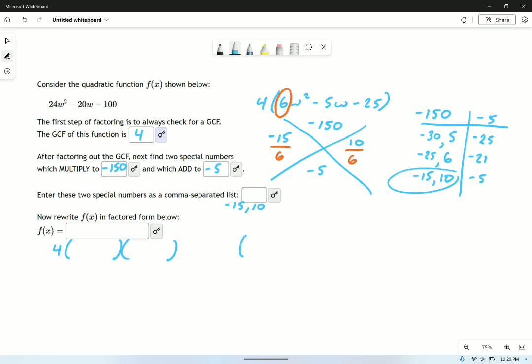So I've got x minus 15 over 6 times x plus 10 over 6. Now that's not the right answer. We have to simplify these. This one simplifies to 5 over 2, and this one simplifies to 5 over 3. Yeah, I did that right. This is still not the right answer. There's one more little step.